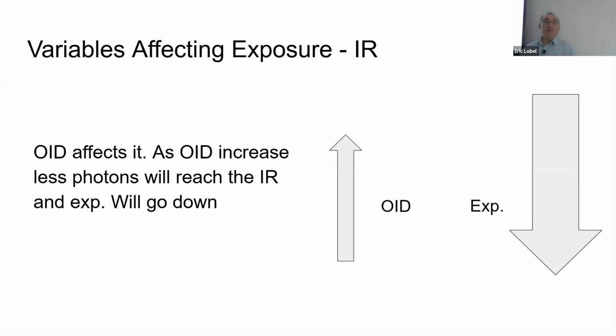Okay, so, OID. This is similar to the inverse square law. When OID goes up, exposure goes down the same way as the inverse square law. So if you double the OID, I don't know why you would want to do that because it would affect magnification, but anyway, if you were to double the OID, then you would cut the radiation down to 1/4. So it's based on the inverse square law.